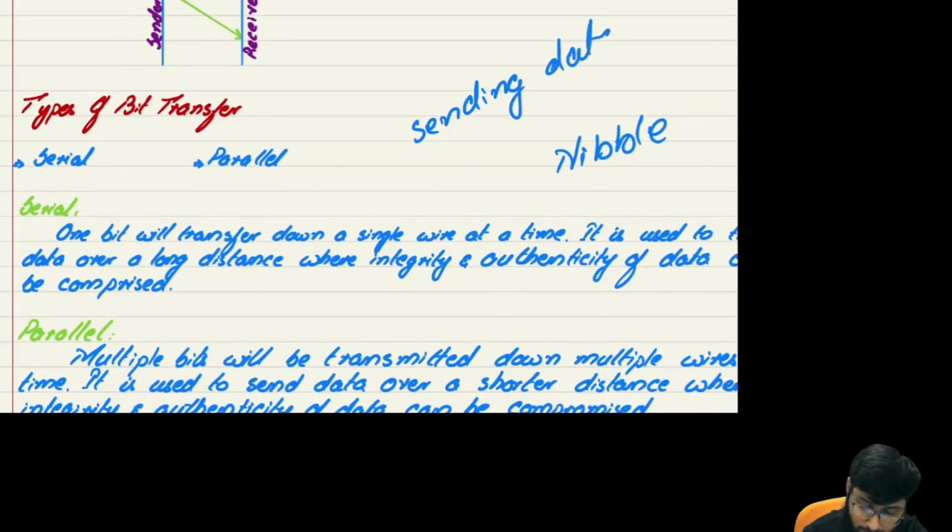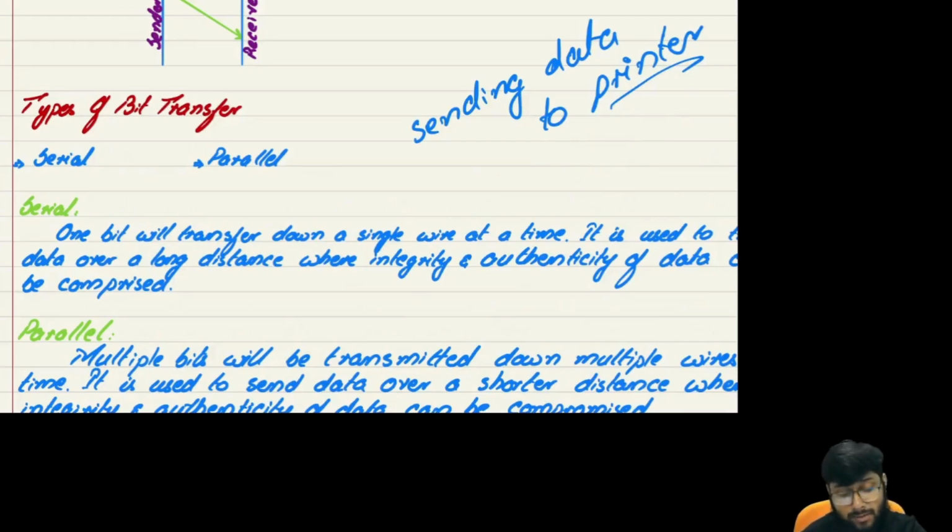Sending data to printer. Now you may say that it is a shorter distance. Yeah, because the printer is just placed at the side of the system. So it is a shorter distance, but what type of the transmission are we going to utilize? We will be utilizing the serial transmission. Why are we utilizing the serial transmission in this, although it's a shorter distance?